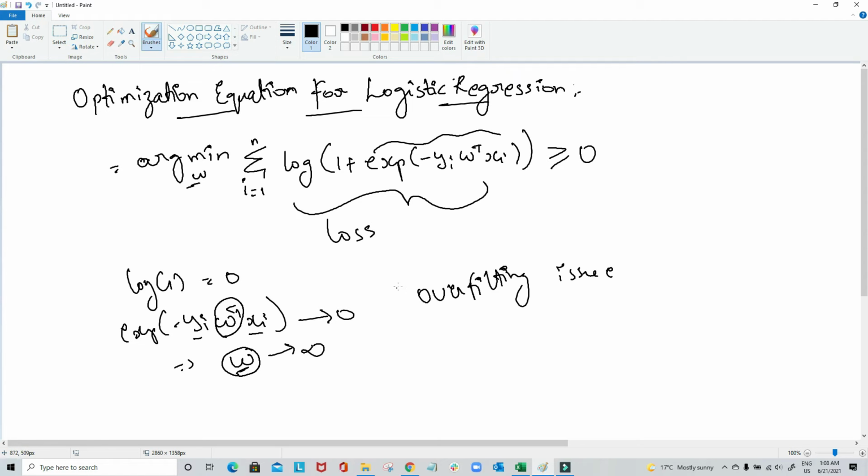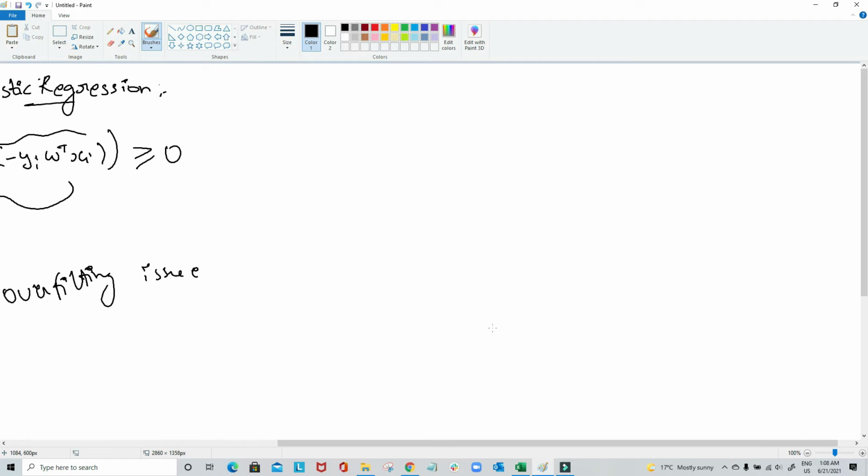So to overcome this issue, when w tends to infinity or when w tends to minus infinity, what we have to do is introduce a new expression in such a way that w doesn't tend to infinity to attain the minimum value of that expression. So that is called regularization.